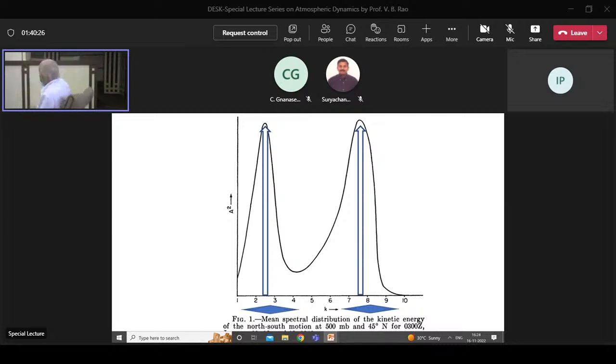You know how it is categorized? Category 1, 2, 3. What is the scale called? The Saffir-Simpson scale. Remember that. That gives category 1, 2, 3 according to the wind speed. In the context of climate change, people are saying that category 5 is no more the maximum. Probably we may have to start category 6.